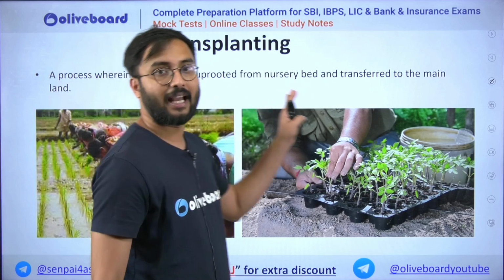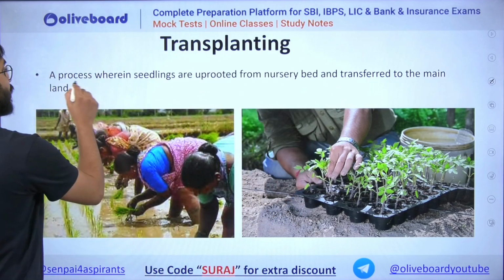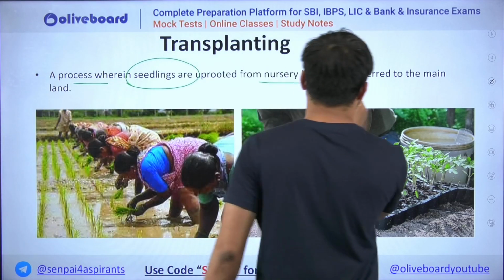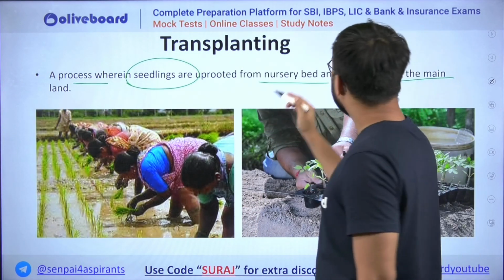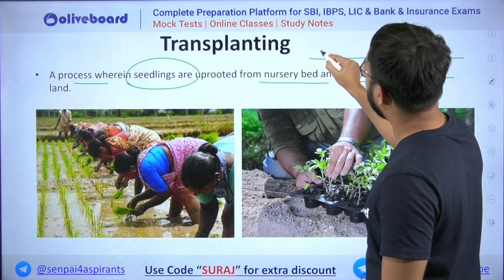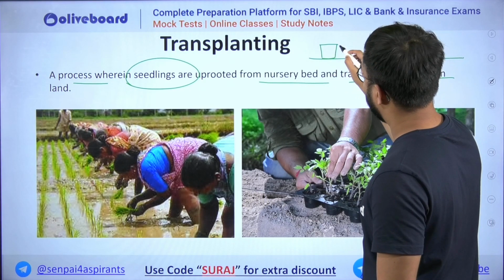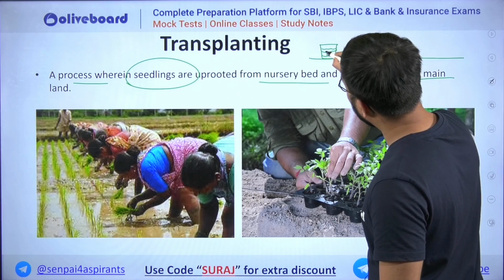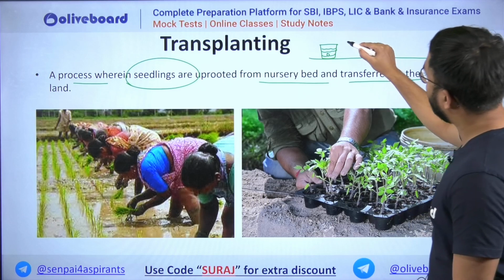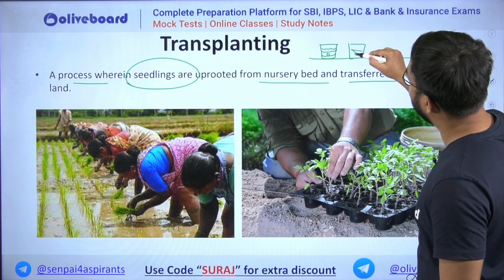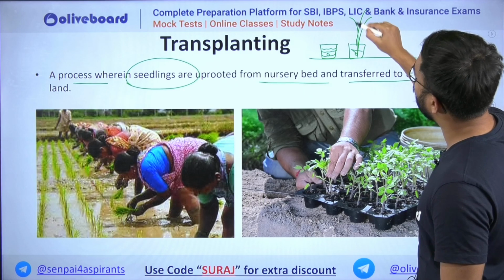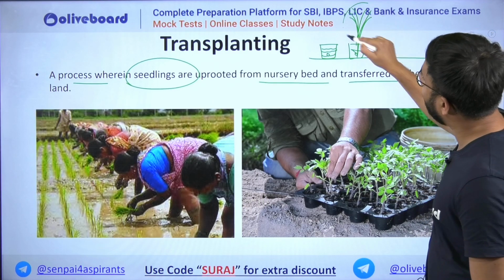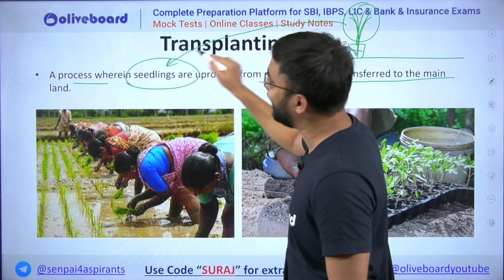Then comes transplanting. As I told you, transplanting is a method, a process where seedlings are uprooted from the nursery bed and transferred to the land. So I will show you here. Suppose you are having a vase. In that a well nourished soil is there. In that you sow a seed. After a particular time, that seed grows into a well grown small young or nascent staged crop. Then this nascent stage crop is called a seedling.